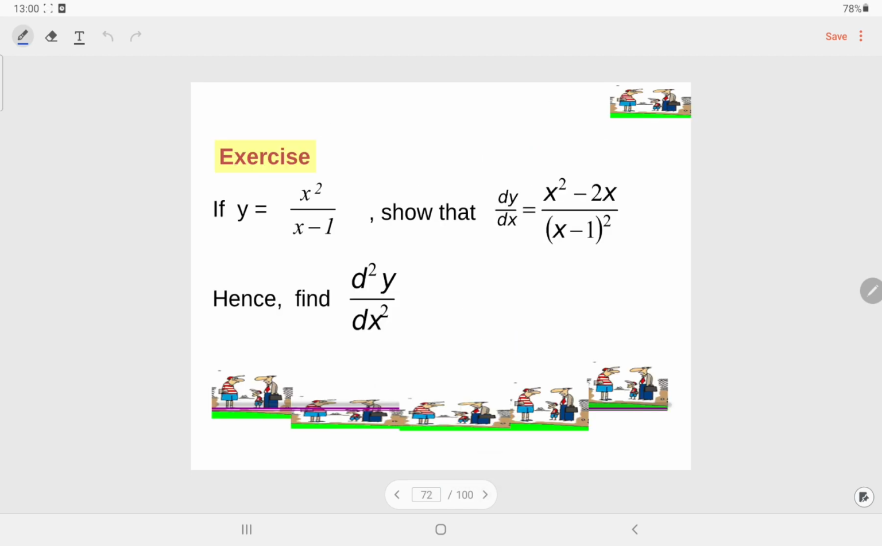Okay, another exercise. If y equal to this one, you need to try to solve by yourself, and then you can see the final answer. Okay, either you can get the final answer or not. It's better for you to do it by yourself, and then you can check your answer. You show that dy over dx equal to this one. Then the last one is to find the second derivative.